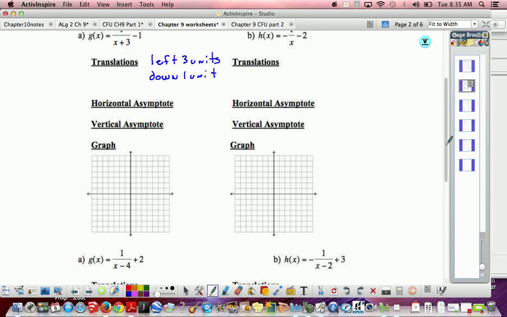Now when we go to graph it, we start at the origin, because this is where the asymptotes are going to crisscross. But instead of being at 0, 0, I do my translation.